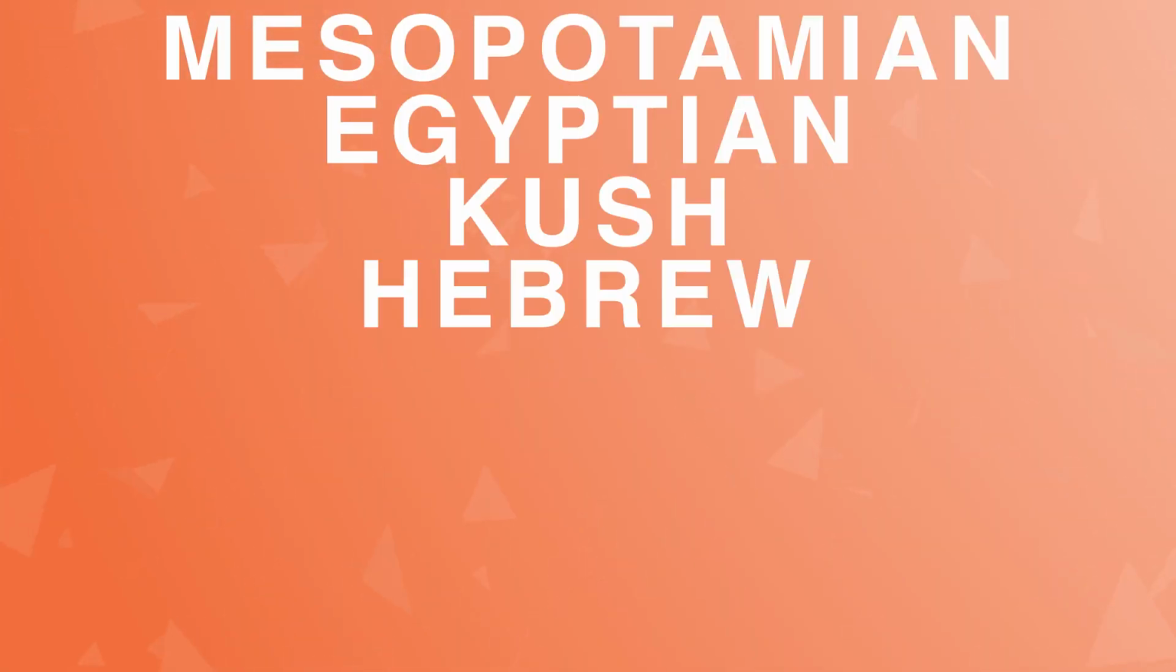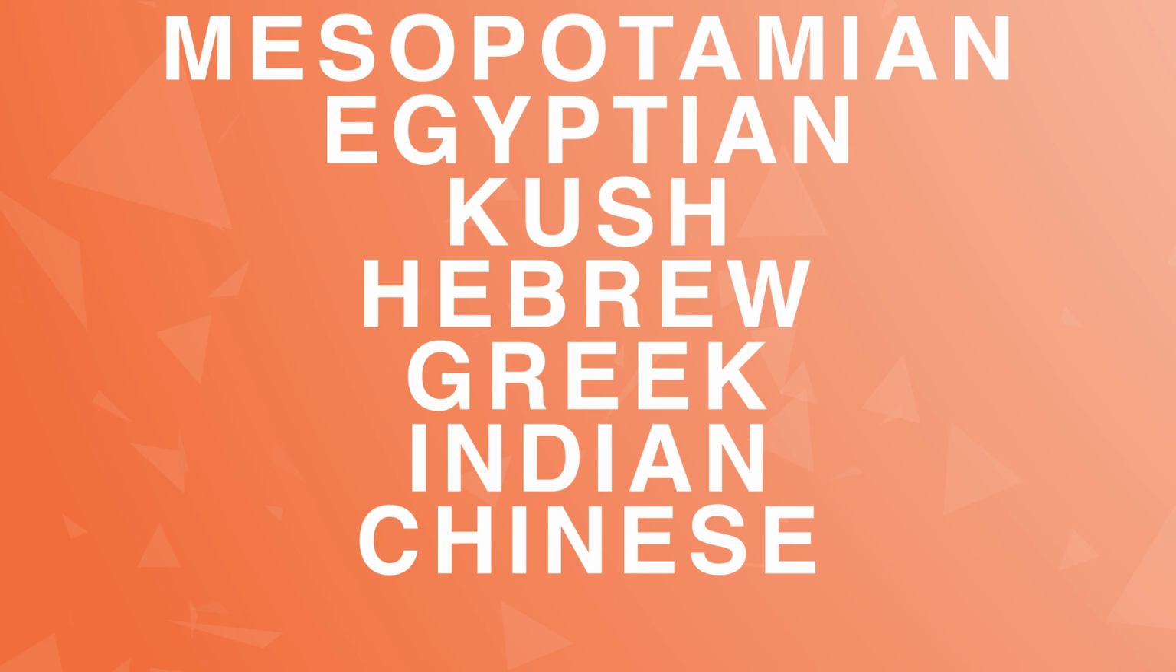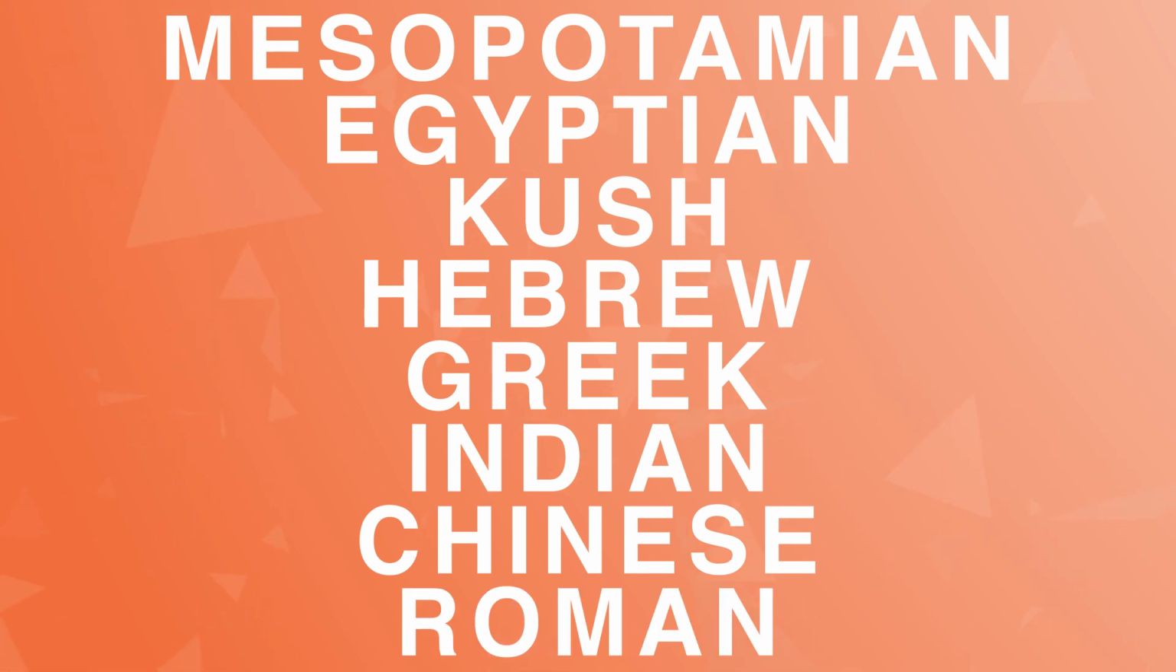The first thing you need to know is how geography impacted the ancient civilizations. Now, when I say ancient civilizations, I mean specifically Mesopotamian, Egyptian, Kush, Hebrew, Greek, Indian, Chinese, and Roman civilizations. So what does it mean for geography to impact those civilizations? Let me give you a few examples.